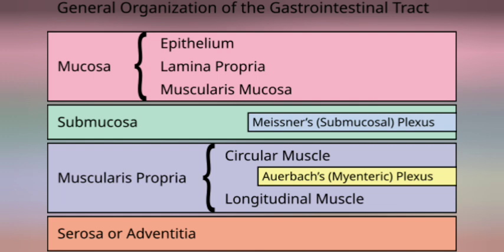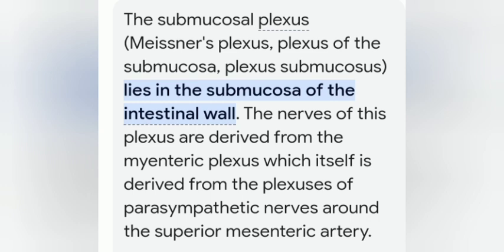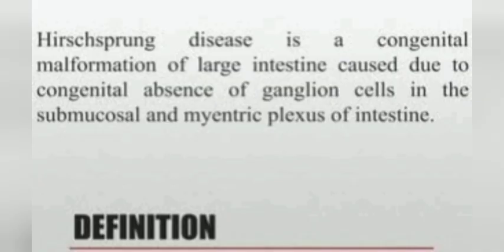So what happens in this disease condition? There is absence of ganglionic cells. The nerve cells are absent in both these plexuses. That means in the submucosal plexus as well as in the myenteric plexus, there is no ganglionic cell. That area is aganglionic. So, Hirschsprung's disease is a congenital malformation of the large intestine in which there is absence of ganglionic cells in the submucosal and myenteric plexus of the intestine. We can say directly that there is deficiency of nerve cells in these plexuses of the intestine.